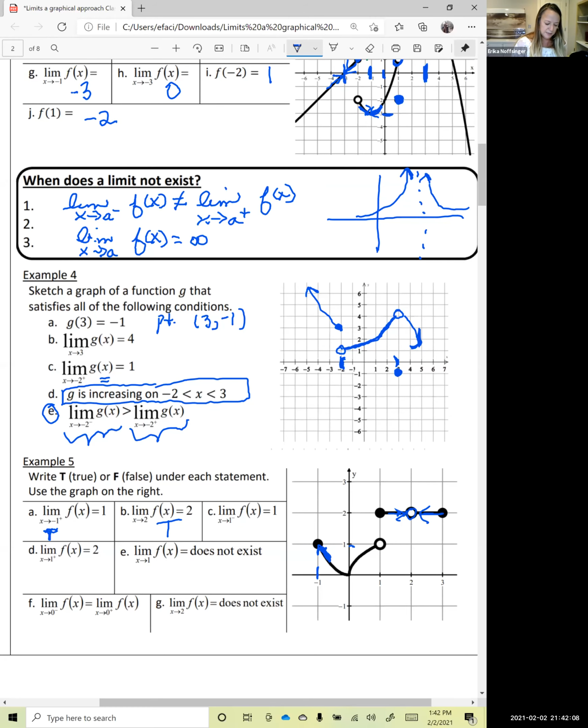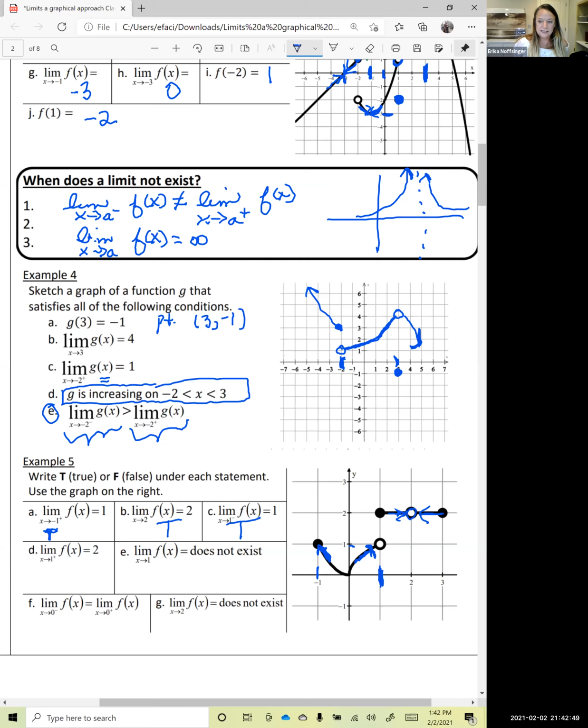Okay, so C says the limit as x is approaching 1 on the left of f of x is 1. True or false? If we're looking at coming into 1 on the left, is your y value getting closer and closer to 1? I'm not actually getting to 1, but on the left-hand side, I am getting closer and closer to 1, like 0.9, 0.999, 0.9999. So this was still true.